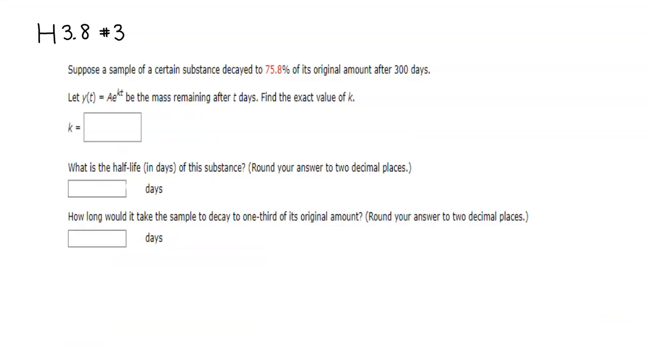So we know that y of t, with t being 300 days, so y of 300, is A, the initial amount, times e to the k, we don't know k, times t, and t is 300, so we put 300 for t. We want this to be 75.8%, which would be 0.758 of the original amount, which is A. Then we just have to solve this equation for k.